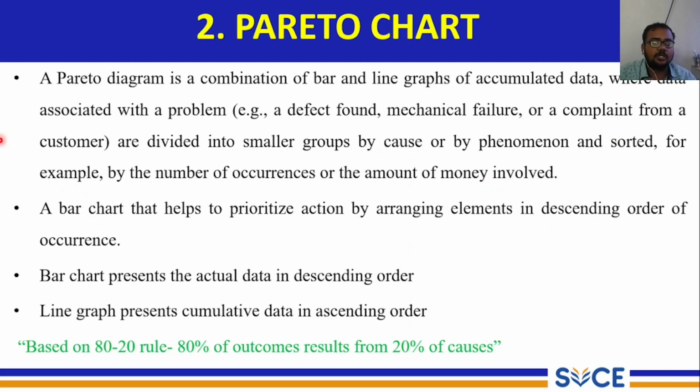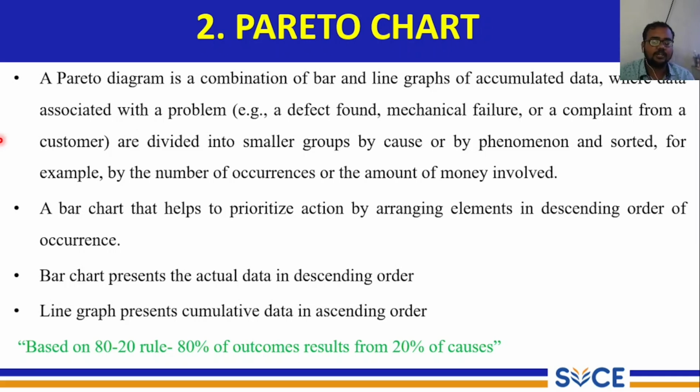The second tool is your Pareto chart. A Pareto chart is basically a combination of a bar and line graph. Bar charts we all know, we have been using them quite commonly. Bar charts represent the actual data in descending order, whereas a line graph represents the cumulative data in ascending order. So a Pareto diagram utilizes this concept, and it is also called an 80-20 chart or 80-20 rule.